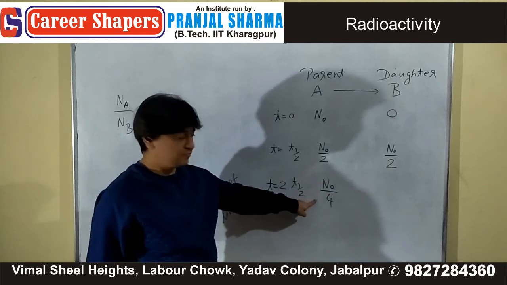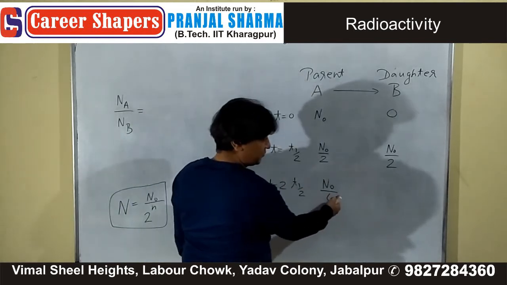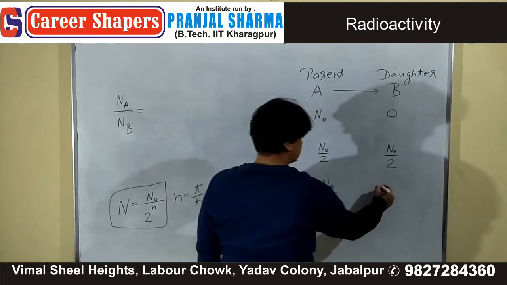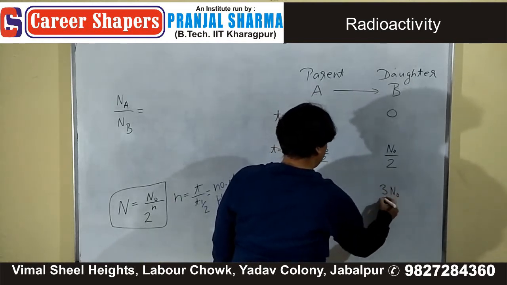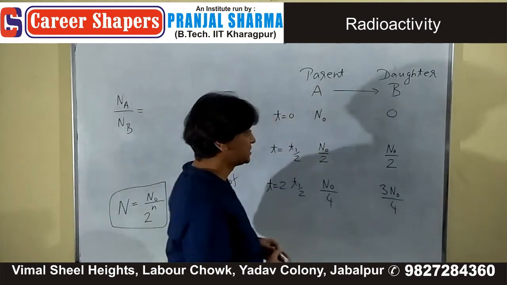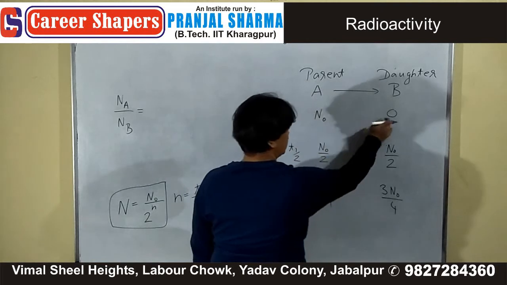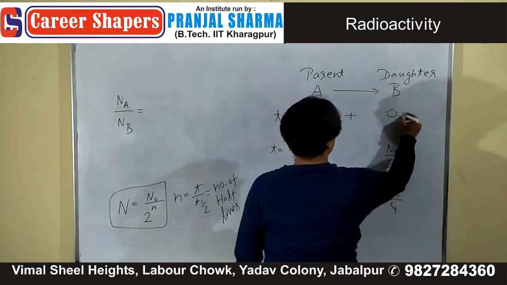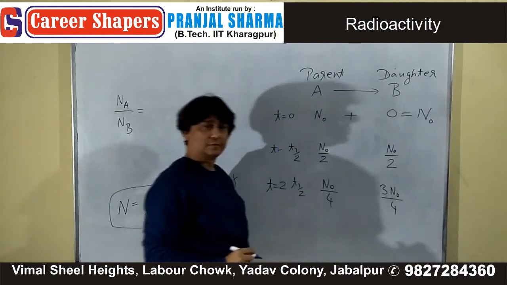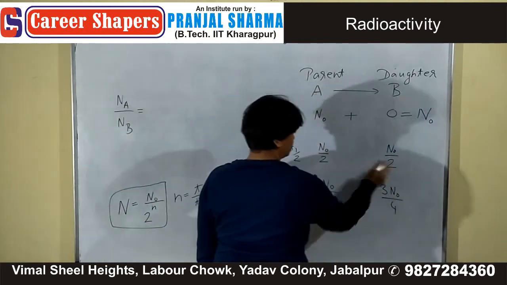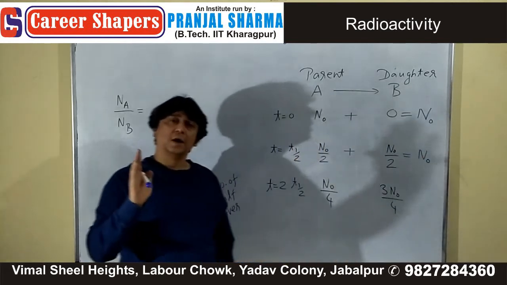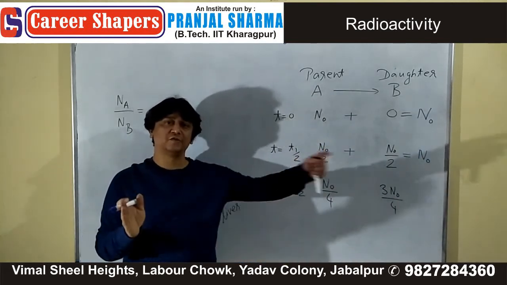If this is N naught by 4, the remaining N naught by 4 are present on this side, and therefore this side becomes 3 N naught by 4. You can always find this side by using this simple thing: the sum of this and this should remain what? N naught. 100, after the first half-life, becomes 50 and 50.